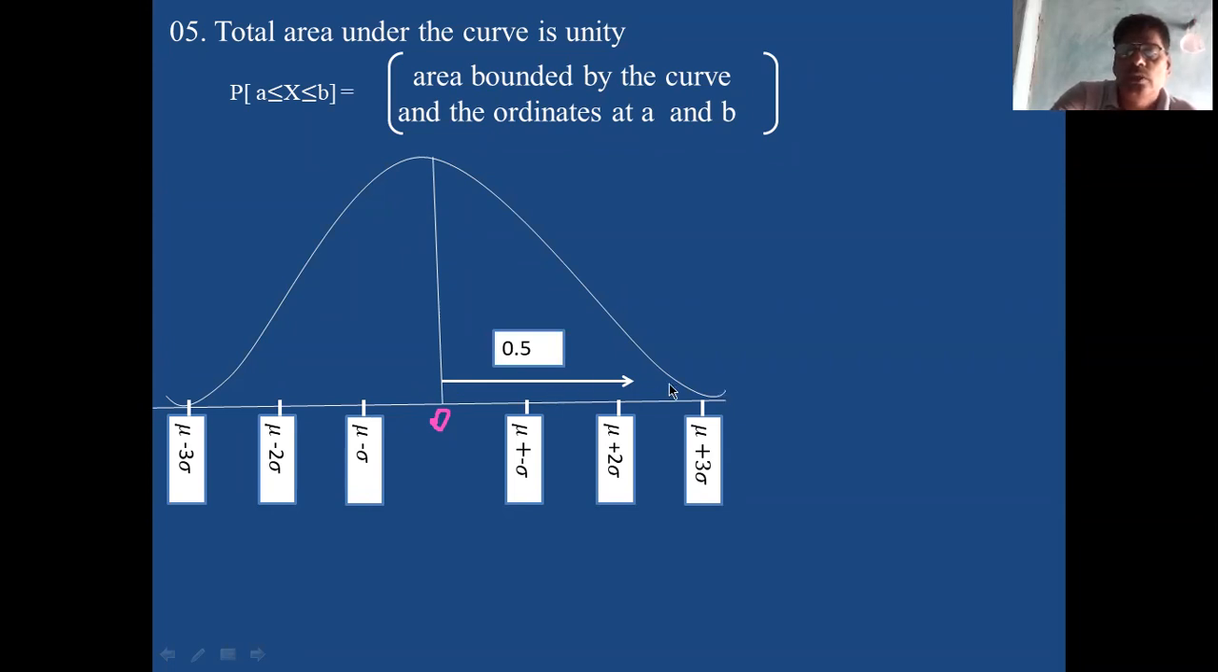0 to infinity. I'll write here, 0 to infinity, this is 0.5. And this side is minus infinity. So 0 to minus infinity is 0.5. Remember this: 0 to plus infinity is 0.5, and 0 to minus infinity is 0.5.